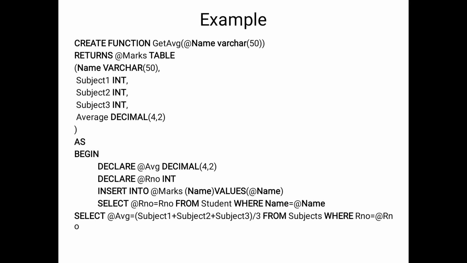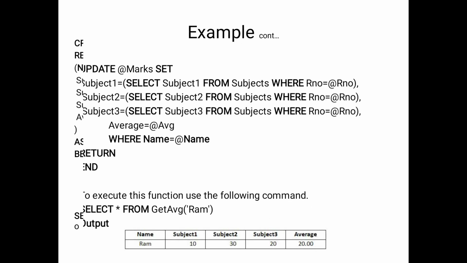Whatever we pass in the parameter, I want only the information for that name. Here I will write the formula for average, the sum of all the subjects divided by the overall subjects, from the subjects table. Please observe the syntax here. I will update the marks table with subject 1, subject 2, subject 3. Here I will receive the subject 1, subject 2, subject 3 marks from the subjects table. Already subject 1, subject 2, subject 3 marks are available in the subject table. With the help of that table, I will receive the information of subject 1, subject 2, subject 3. Already in the previous slide we found the average, so I will receive the average from the previous slide, where name is equal to @name.